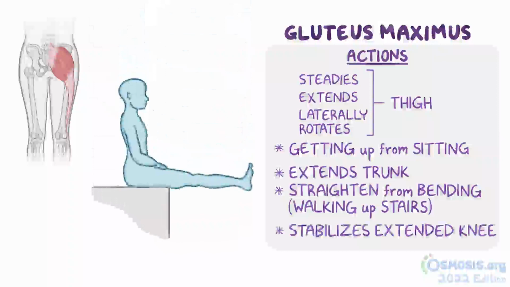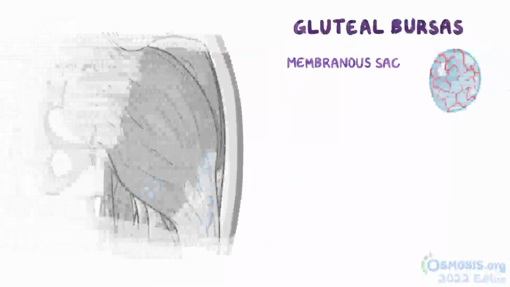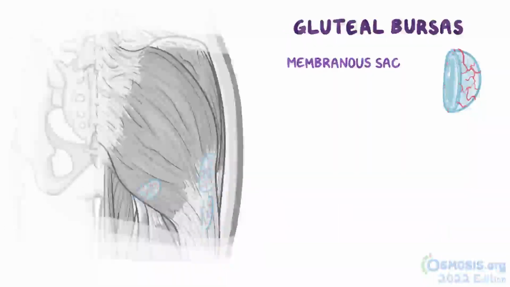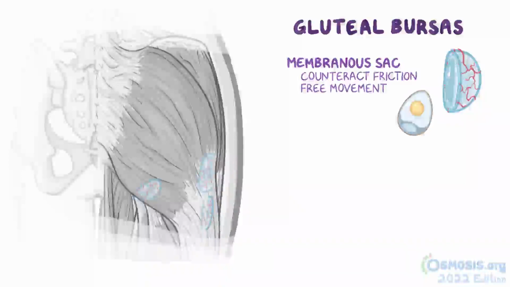Oh, and while we're at it, we should mention that the gluteus maximus is separated from adjacent structures by the gluteal bursas. Bursas are membranous sacs lined by a synovial membrane containing a capillary layer of slippery fluid resembling egg whites that lubricates overlying structures to counteract friction and permit free movement. The fluid is a lubricant, which is why bursas are typically located in areas subject to friction, like where the iliotibial tract crosses the greater trochanter, to reduce friction and permit free movement.